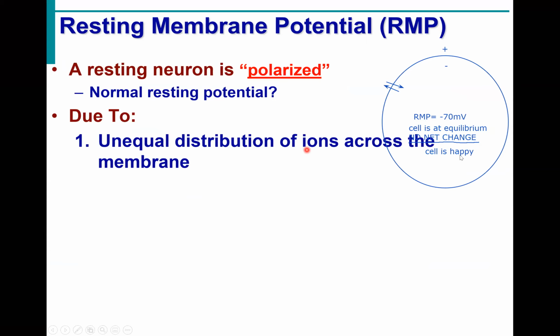So there's an unequal distribution of ions. At least I can do is grab this, move it up, grab this, and move it up, grab this, and move it up.